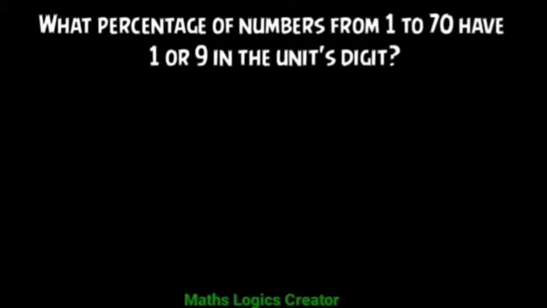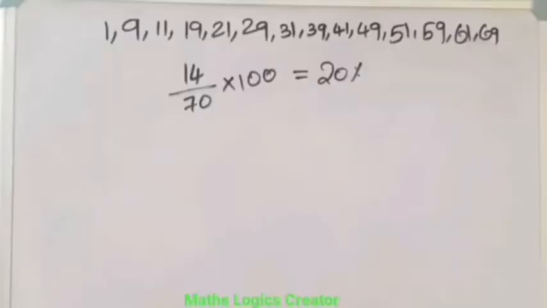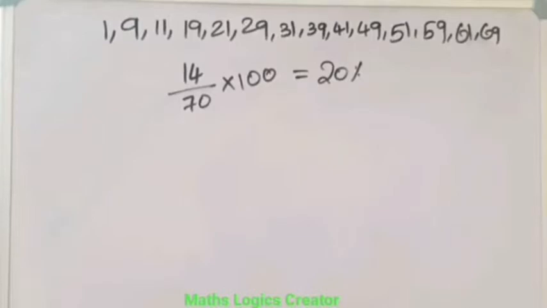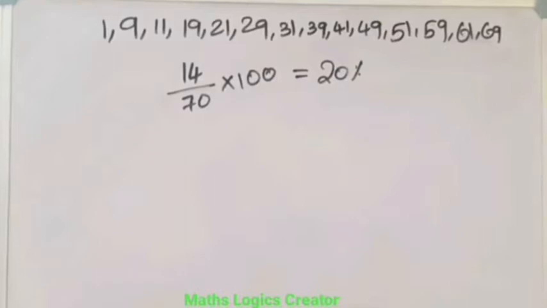Initially he had 700. Coming to the second question: what percent of numbers from 1 to 70 have 1 or 9 in the unit digit? So what percent is being asked here. Coming to the answer, there are 1, 9, 11, 19, 21, 29, and so on up to 61, 69. So there are 14 numbers which have 1 or 9 in the unit digit from 1 to 70. So 14 by the total numbers, 70, into 100. The required percentage is going to be 20%. So 20% of the numbers from 1 to 70 have 1 or 9 in the unit digit.